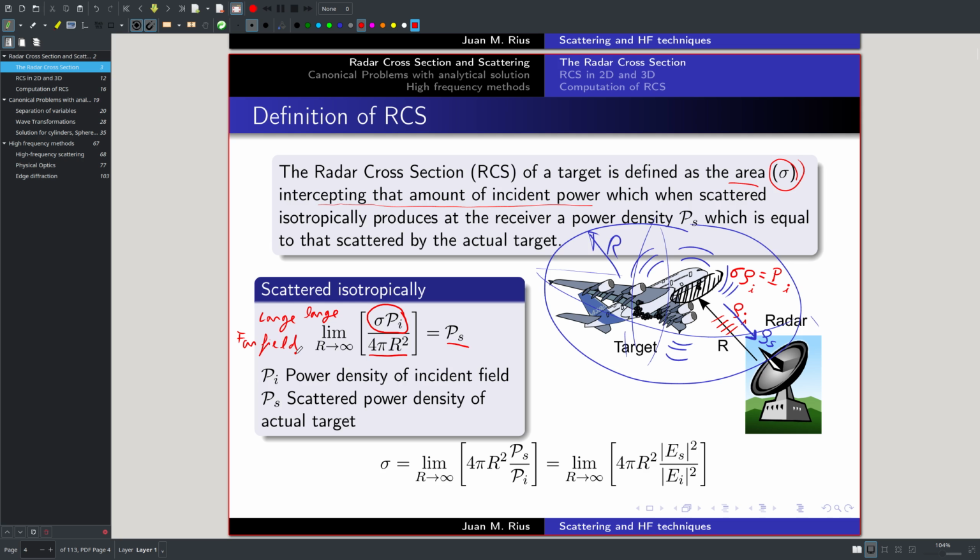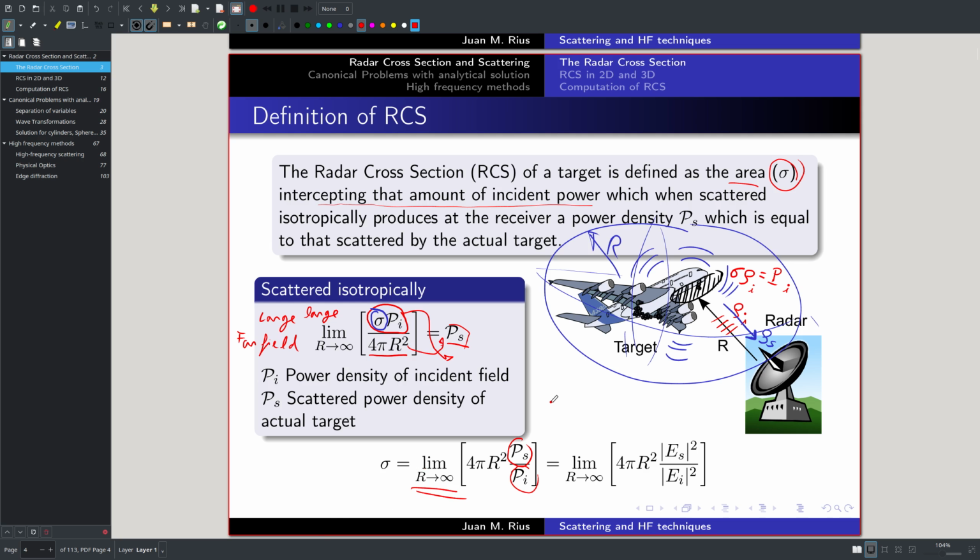Remember the far field approximation in the radiation equations. So it is at very large distance, okay? So here we isolate the radar cross-section and we get that the radar cross-section is equal to the scatter power density over the incident power density, okay, times 4 pi r squared, that comes here, okay? And of course this is in the limit of very large observation distance.